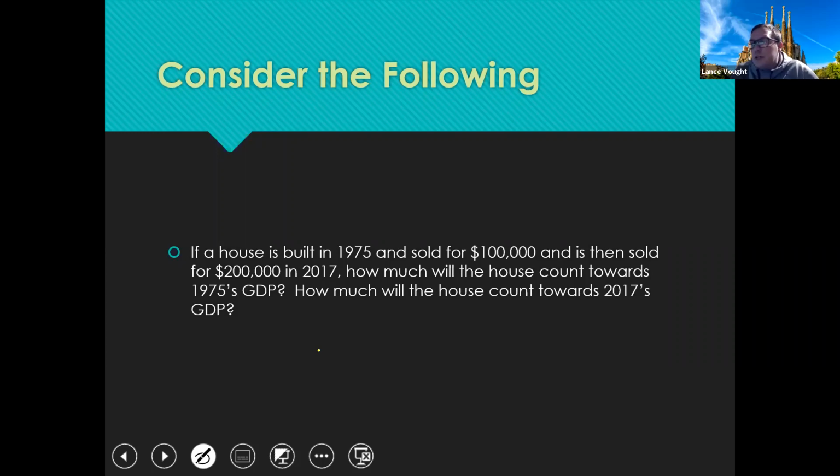Well, the house will count $100,000 towards 1975's GDP because it was built in 1975, and we know the distinct value of the house in 1975 because of the fact that it was sold for that much. So the contribution to 1975's GDP will be $100,000. What is the contribution of the house towards 2017's GDP? The answer is 0.